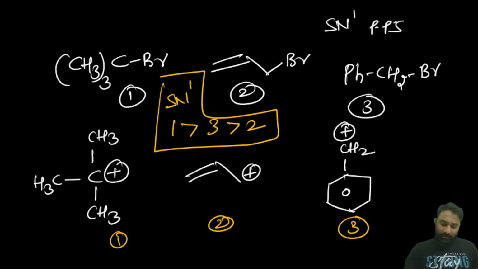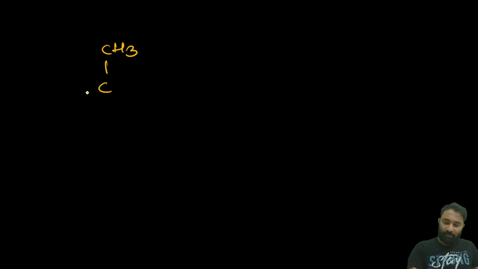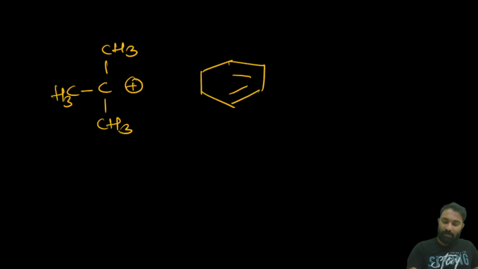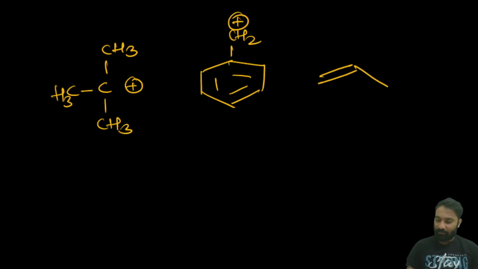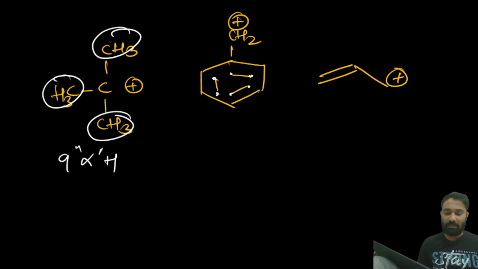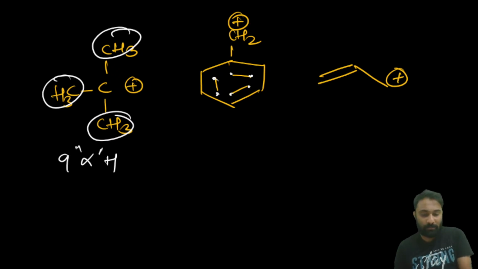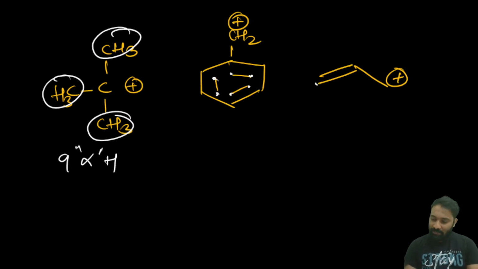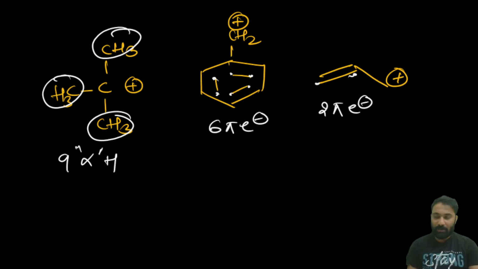Here this is a 3-degree carbocation. Now the benzyl carbocation. Next one we have is the allyl carbocation. Here we have 9 alpha hydrogens. For the benzyl carbocation we have the 6 pi electrons. Then this carbocation is stabilized by only 2 pi electrons. Here the 6 pi electrons are stabilizing this carbocation. But here the 9 alpha hydrogens are stabilizing, right?